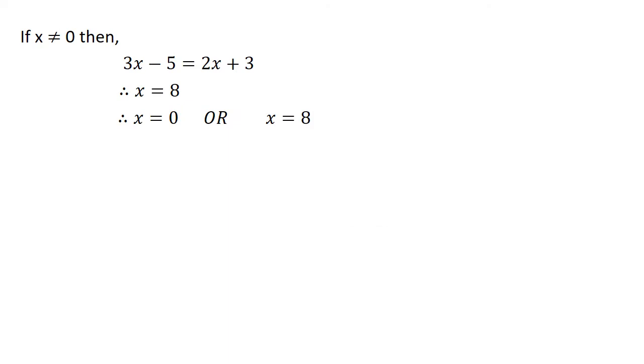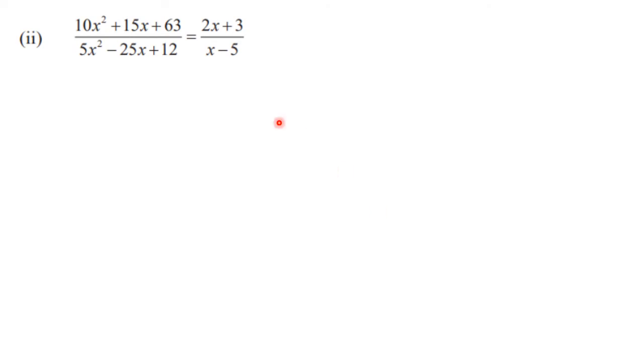Now let's go towards the second question from the main question number 4. So here second question is 10x square plus 15x plus 63 divided by 5x square minus 25x plus 12 is equal to 2x plus 3 upon x minus 5.